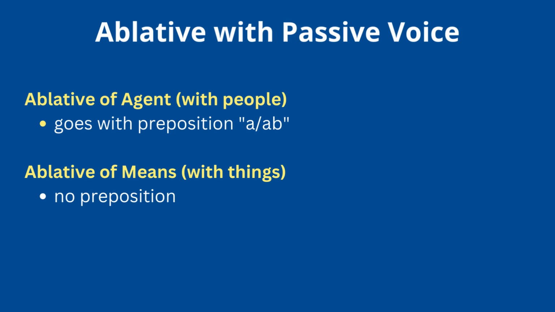Right? It goes with the preposition a or ab. So when a person is doing the action of a passive voice verb, you use the ablative case, but it goes with this preposition. If it's by a thing, we don't use a preposition. We call that the ablative of means. So it's the difference between saying, I am thrown by my brother, it means my brother picked me up and threw me, and I am hit by a shield or by a sword, right? A sword is a thing, so I wouldn't use the preposition to express that. This is what your textbook usually calls the ablative of agent or the ablative of means. The difference is basically who's doing the action of a passive voice verb.